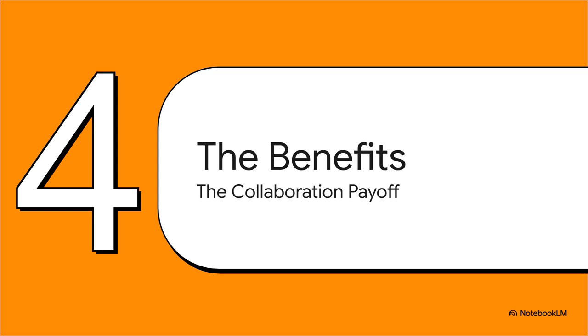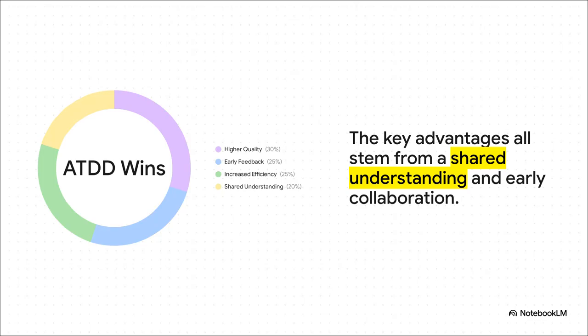So, you're putting in all this work up front to talk and collaborate. What's the big payoff? Well, it's huge, and it impacts the entire team and the business. The advantages are pretty compelling, right? Because you're defining success from the start, and you're catching all those misunderstandings early, you can't help but build a higher quality product. You're getting constant early feedback from your tests, which leads to massive efficiency gains because you're not doing rework, and it all stems from that core idea, a shared understanding across the whole team.